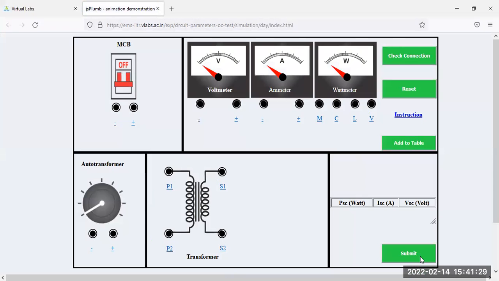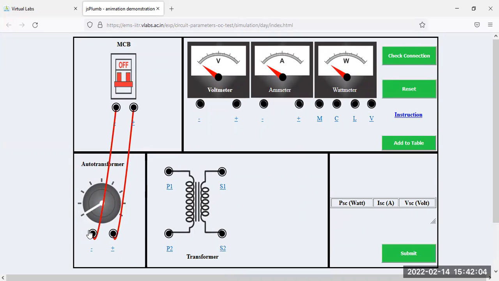For this short circuit test, the same things you have to follow. Only you have to be concerned about the connection of the measuring instruments towards the HV side and LV side to short it. Start from the MCB. The positive terminal of this MCB is connected to the auto transformer positive terminal, and the negative polarity of the MCB is connected to the auto transformer negative polarity.